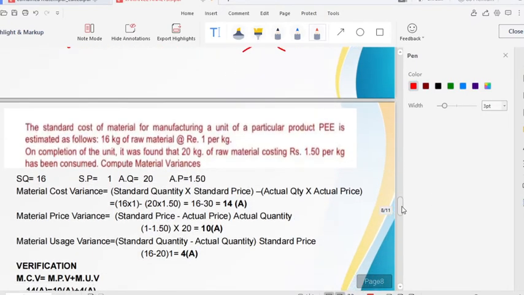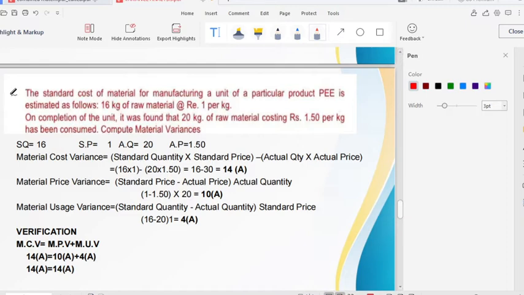Right. Now see this particular question, students. The standard cost of a material for manufacturing a unit of a particular product PEE is estimated as follows: 16 kg of raw material at rupee 1 per kg. This is the material which is required, that is the standard. Standard quantity is given. First you mention here which are the information they have given. Standard quantity is 16. Then standard price is given, rupees 1 per kg.